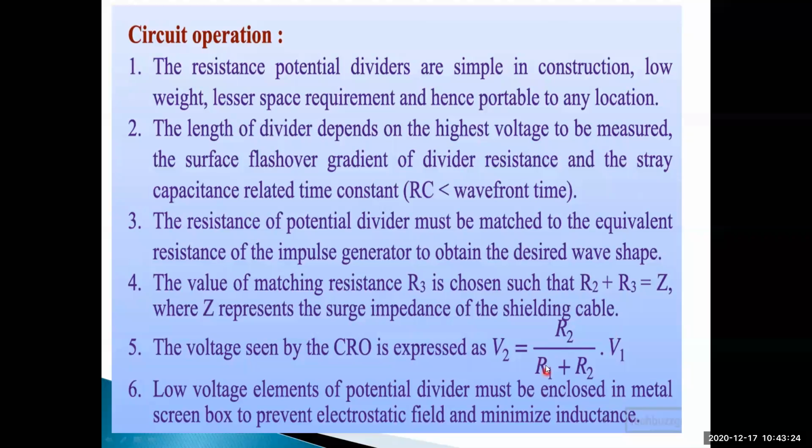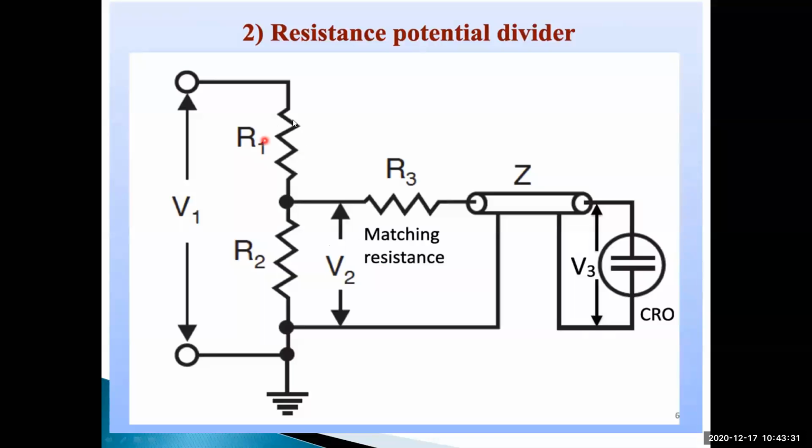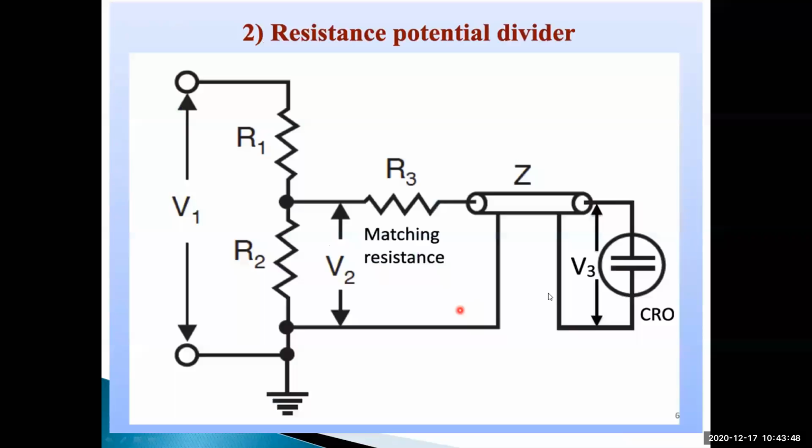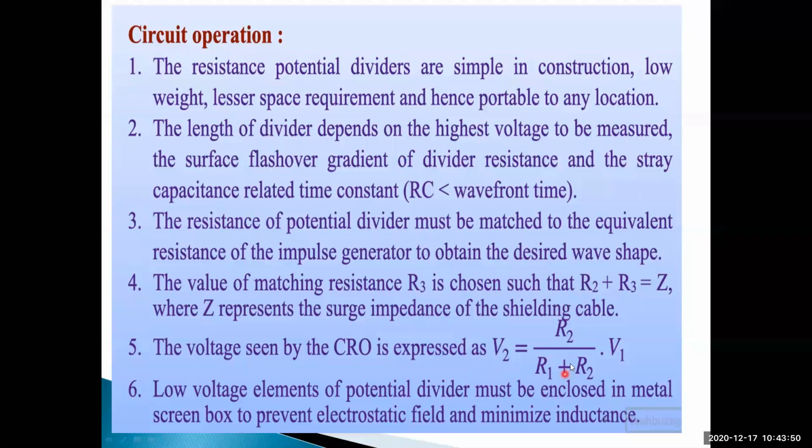Here R1 is very high resistance, and R2 is very low resistance. Then the voltage seen by the CRO is expressed by V2 equals R2 divided by R1 plus R2, times V1. Since R1 is very high and R2 is very low, the total voltage across R2 is very small, so this low voltage can be measured easily using the CRO. That is the main concept.